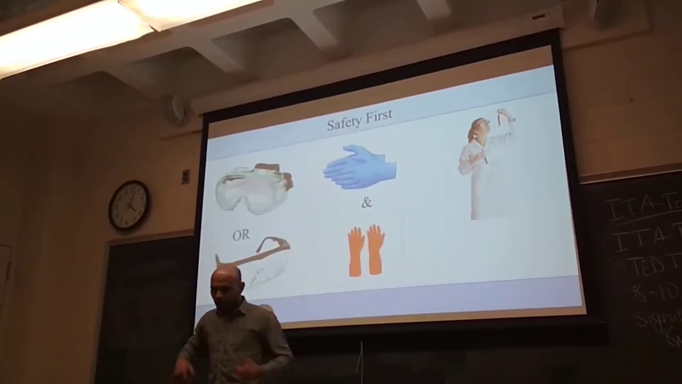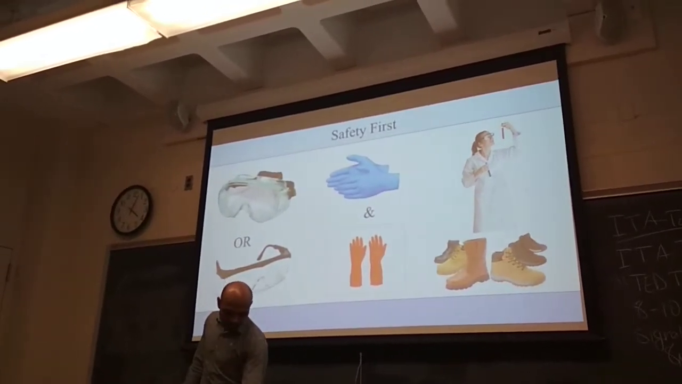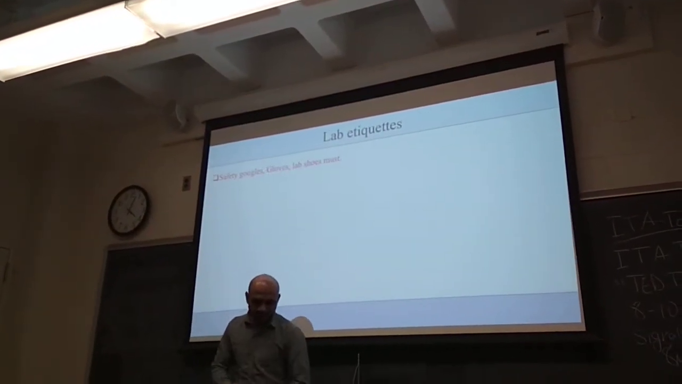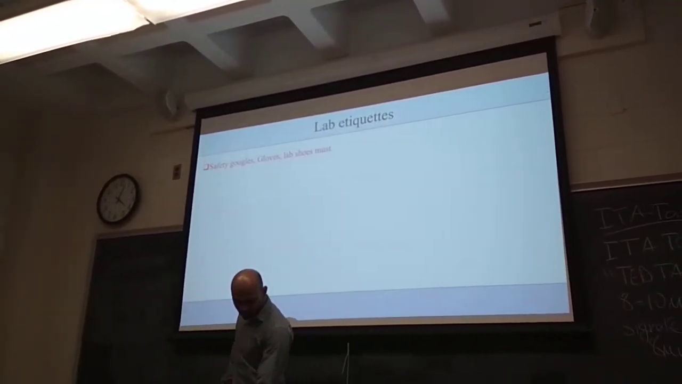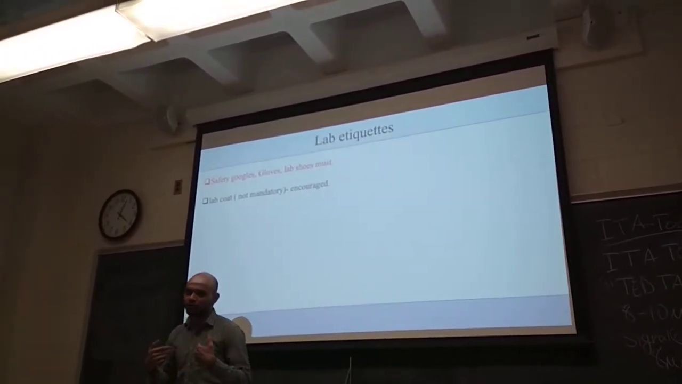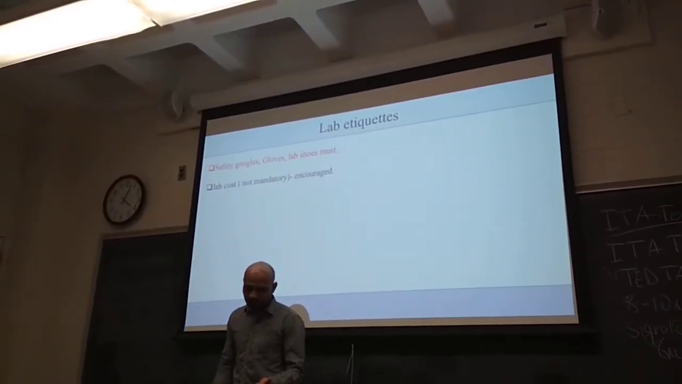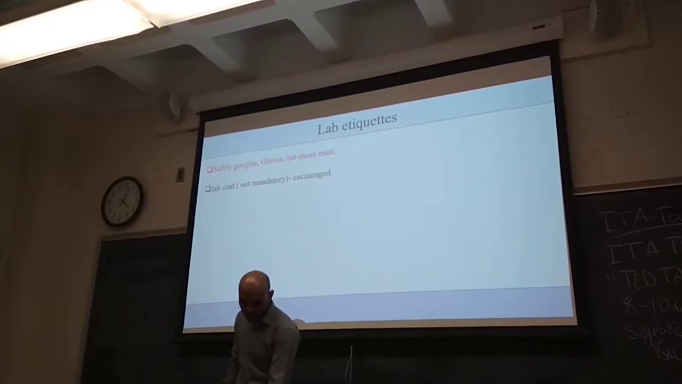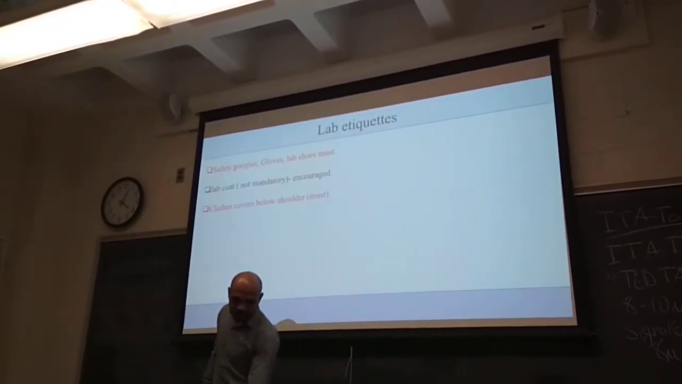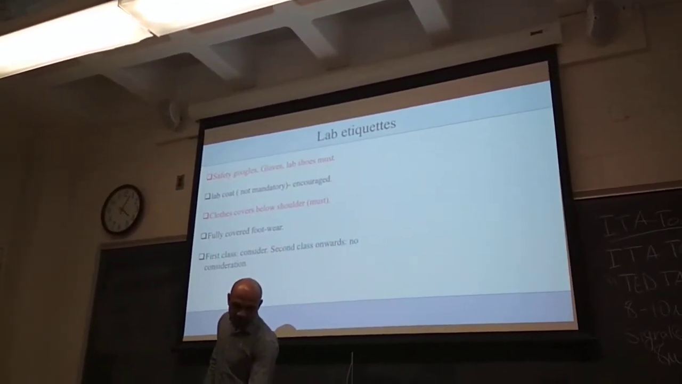Your whole body should be covered with the lab coat. It's up to you. This is non-mandatory, but your foot should be covered. So these are the lab etiquettes: safety goggles, gloves, lab shoes. Lab coat is not mandatory because it's up to you. If you want to damage your clothes, that's fine, but you should not damage your skin, or that's my responsibility to take care of. Clothes should be covered below the shoulder, fully covered footwear.